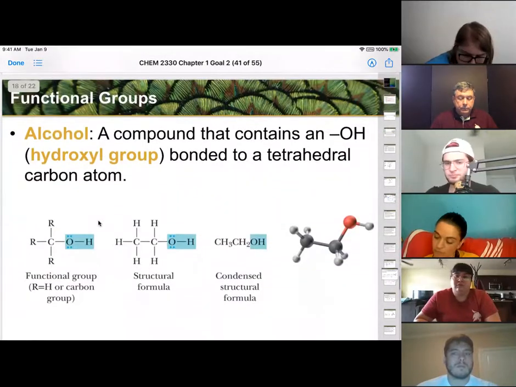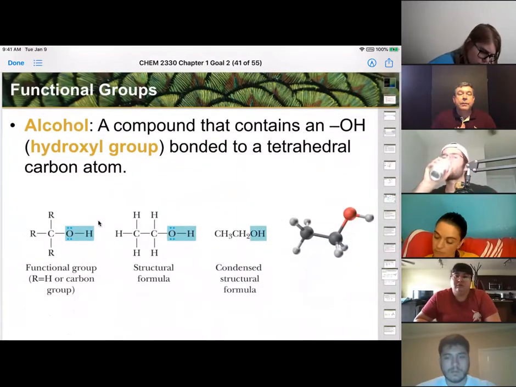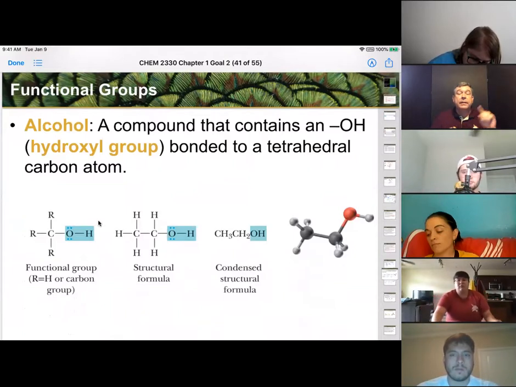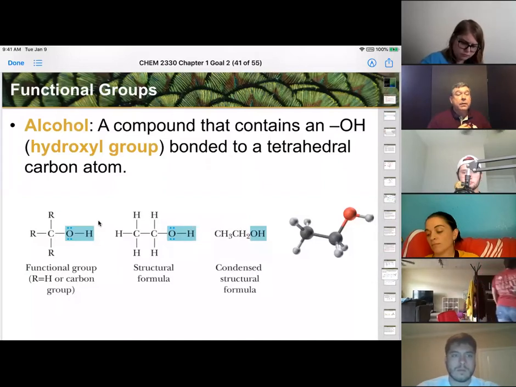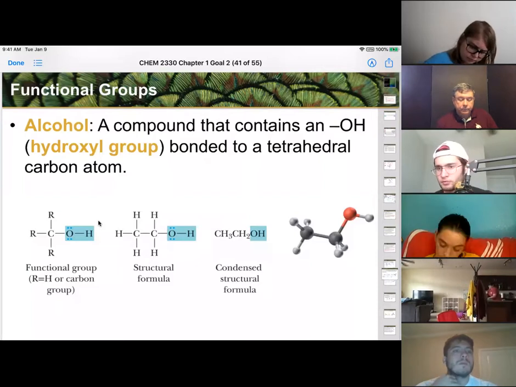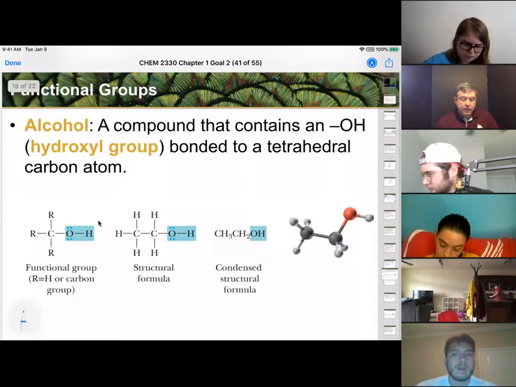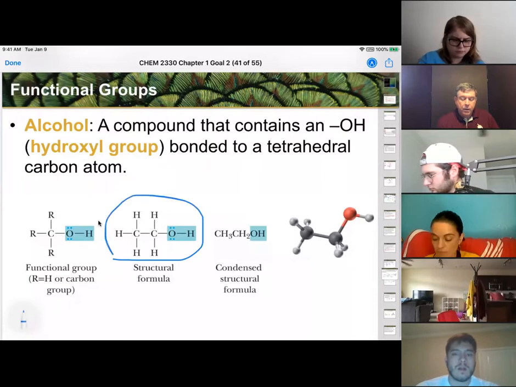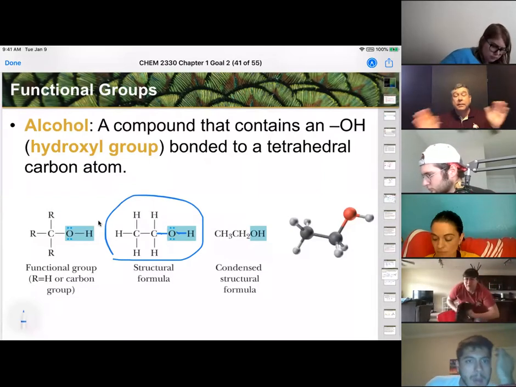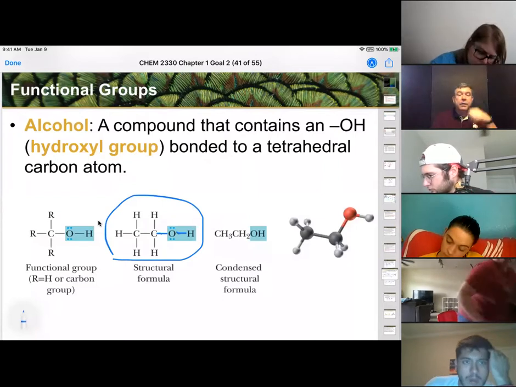All right. So the first functional group we want to talk about is the alcohol. Alcohol just means it is an oxygen with a hydrogen on it that's bonded to carbon, okay? And it's typically bonded to a tetrahedral carbon. So if we look at the structure here, we have a single bond to carbon and a single bond to hydrogen. If that oxygen is bonded to two carbons, then it's a different group. So it must be bonded to a carbon and a hydrogen.